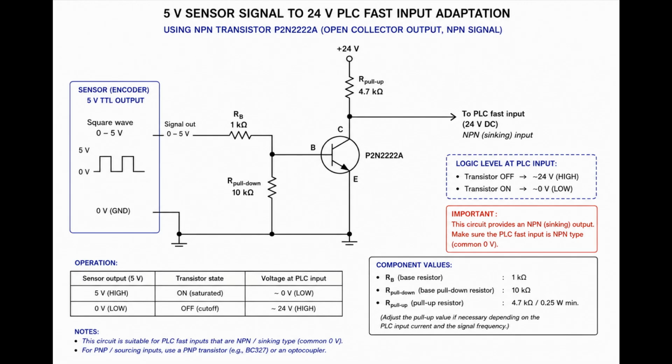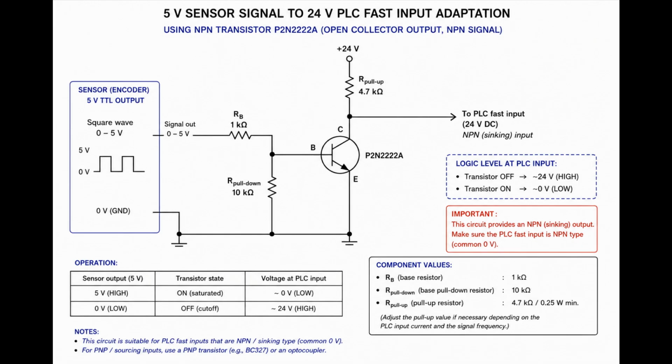The sensor is supplied with 5 volts, and according to the rotation speed of the disk, it generates square wave pulses, switching between 0 volts low and 5 volts high. This circuit is a signal adapter that converts a 5-volt TTL sensor signal from an encoder or optical sensor into a 24-volt NPN sinking signal, suitable for a PLC or automation controller high-speed input.